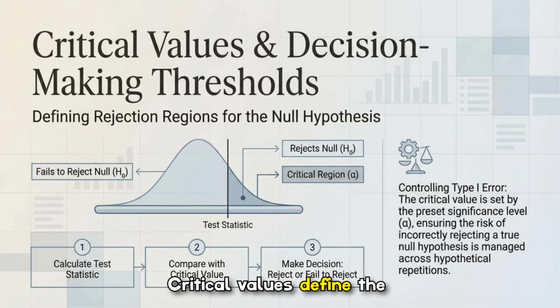Critical values define the rejection region on a test statistic's distribution, and they're set by your chosen significance level. The decision process is straightforward. Calculate the test statistic, compare it to the critical value, and then decide to reject or fail to reject the null, while understanding this threshold controls type 1 error across repetitions.